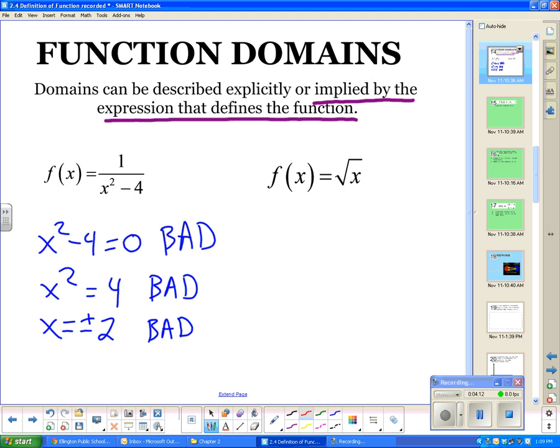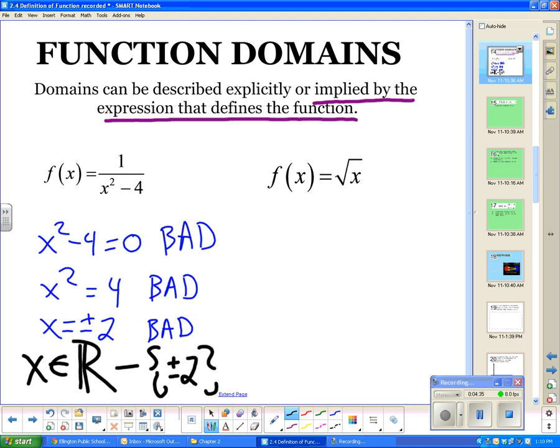And I could write that a variety of different ways. Using interval notation, or one way of writing it would be to say that x is an element of the set of all real numbers. That's the symbol for all real numbers with that double vertical slash on the R. And from that, we're going to write a minus sign. And we're going to use curly brackets. And I'll write plus or minus 2 and close that with a curly bracket.